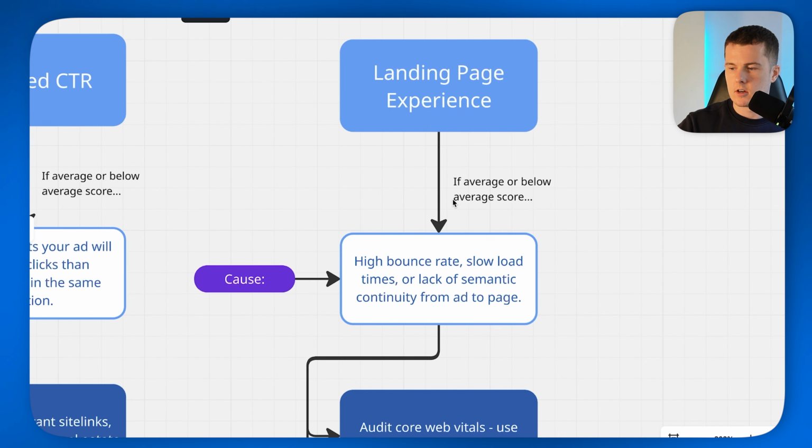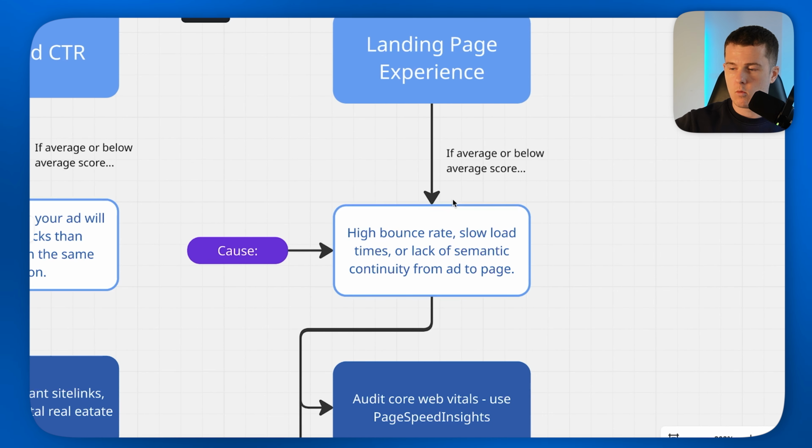And the last thing then is your landing page experience. So once again, if it's an average or below average score, you have generally got one of a few things. You have a really high bounce rate on site, slow load times, or lack of semantic continuity from the search query to your ad to your landing page. So that's very similar to ad relevance, only you're extending it one place further and bringing it to the landing page.